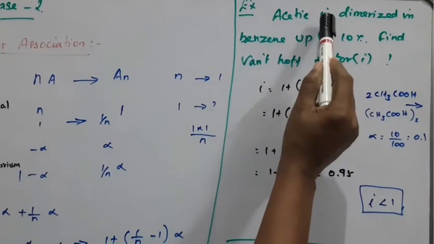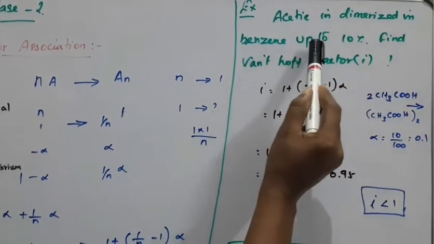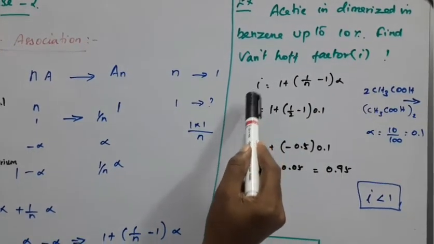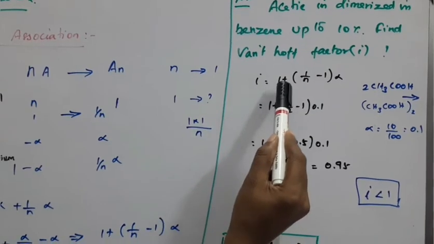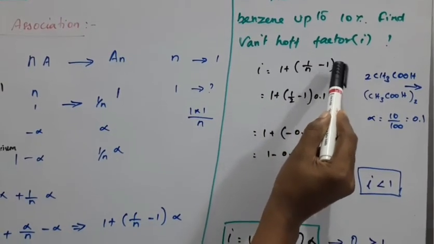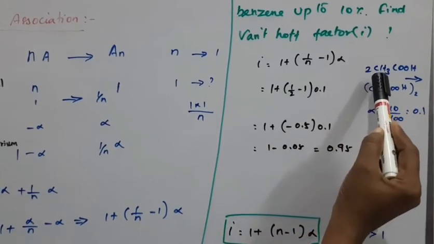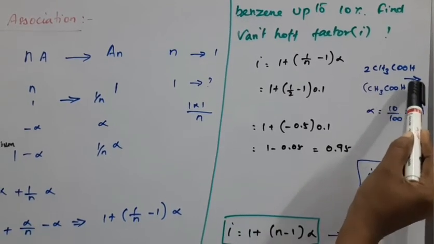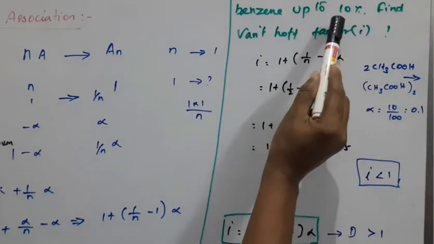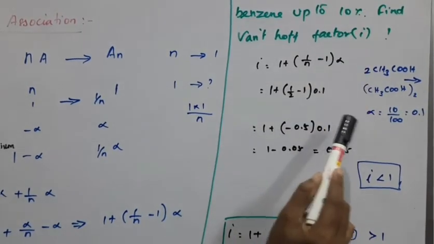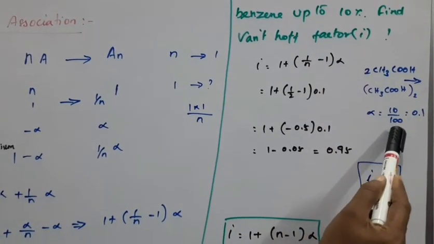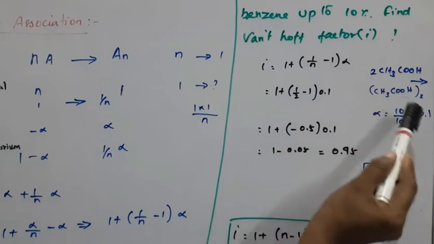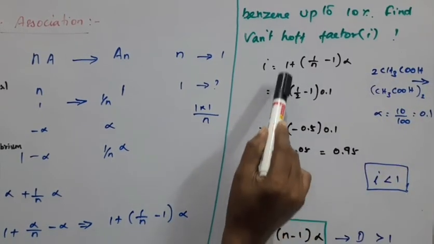Okay, so here acetic acid is dimerized in benzene up to 10%. Find the Van 't Hoff factor i. Okay, so what formula do we have to use for association? i equal to 1 plus (1 by n minus 1) into alpha. Here, 2 moles of acetic acid associate to give 1 mole, CH3COOH twice. Okay, what percentage is given? 10%. So alpha equal to 10 by 100, we get 0.1. So instead of alpha we can use this value 0.1 in the above equation.